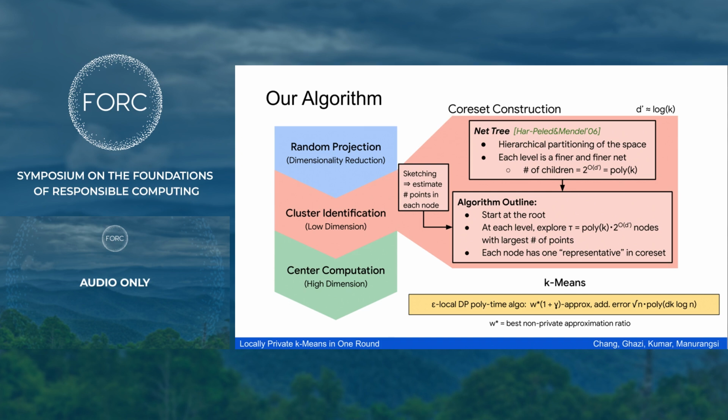And that's the high-level ideas of our core set construction. Of course, we have to handle noise added both by the sketch and also by differential privacy. And this is one of the reasons that we incur that square root n additive error in the end.